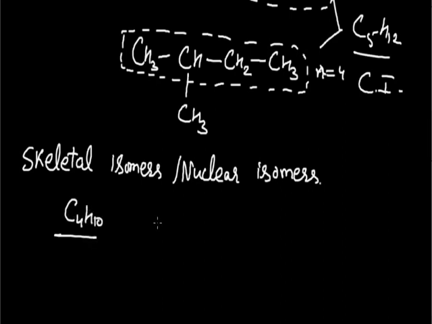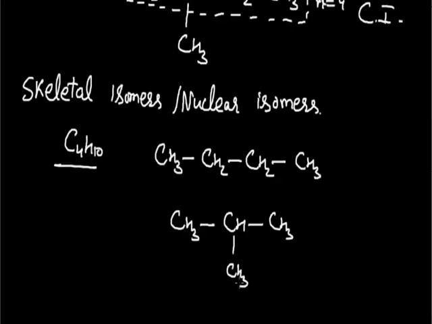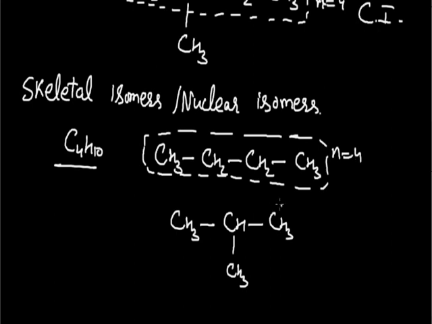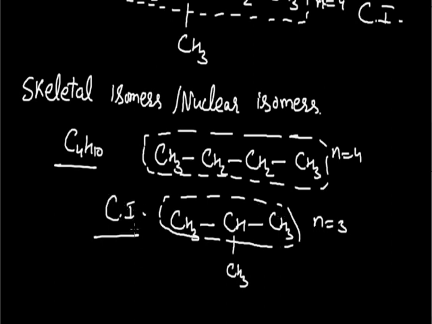If I write the structure for C4H10, one possibility is CH3 connected with CH2, another CH2 with a terminal CH3 group, and the other possible structure is the branched one. Now if we select the parent chain for these two, for the first one the number of carbon atoms in the parent chain is 4, while for the second one it is 3. They follow the same molecular formula, C4H10, but differ in the number of carbon atoms in the parent chain. So these two can also be termed as chain isomers.